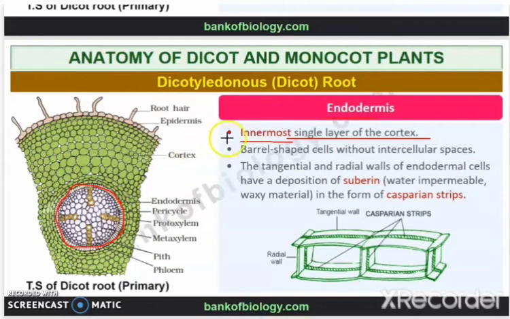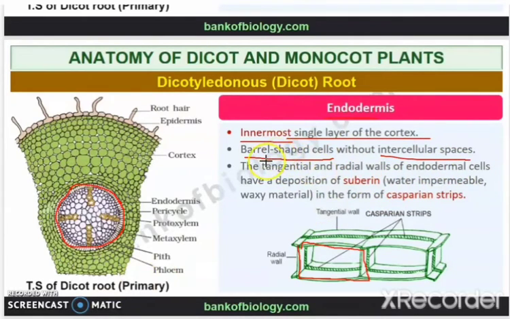Okay, and what are these endodermal cells made up of? They are made up of barrel-shaped cells without intercellular spaces. You can see the shape of the cell. So this is one endodermis cell. It is barrel in shape, and it has no space between each cell. You can see the 2 cells are very near to each other. So the endodermis does not have intercellular spaces.